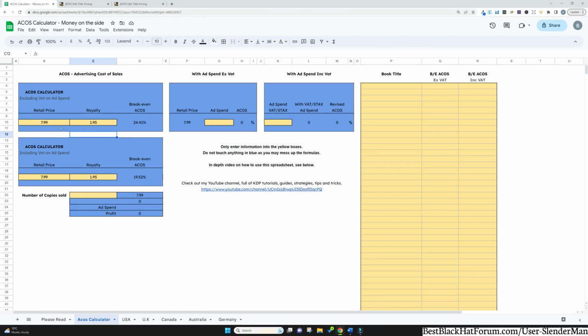Okay, and when you enter the figures into here, it doesn't matter which currency you use. Just make sure you're putting in the list price and the royalty for that specific marketplace. So that is an example for how most logbooks are priced.